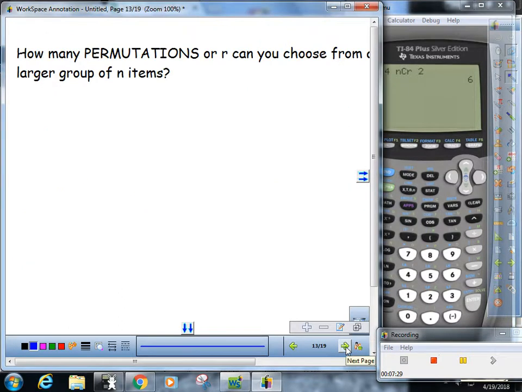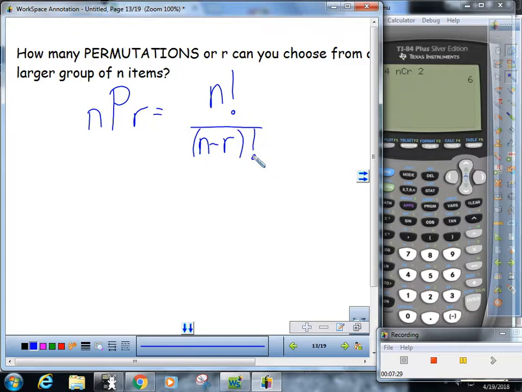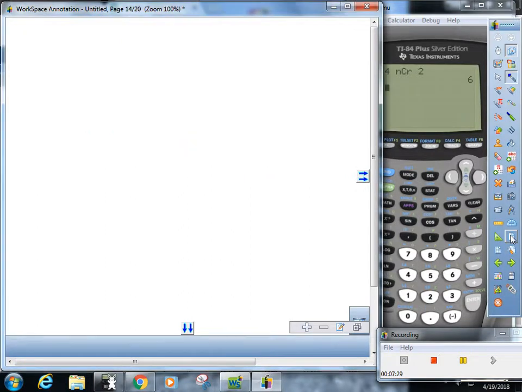So, what's the equation for permutations? How many permutations of R can you choose from a larger group of n items? So this is n permute R, and that's just n factorial over n minus R factorial. Okay? So let's do another simulation.